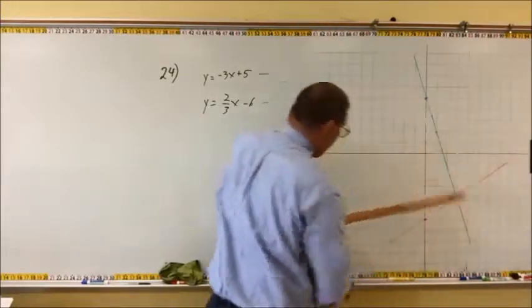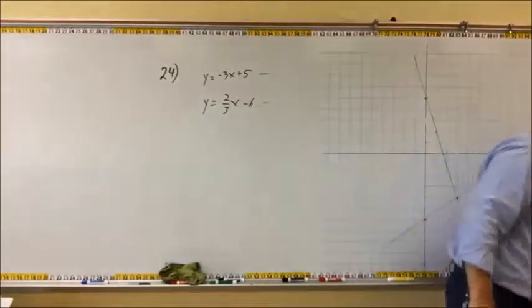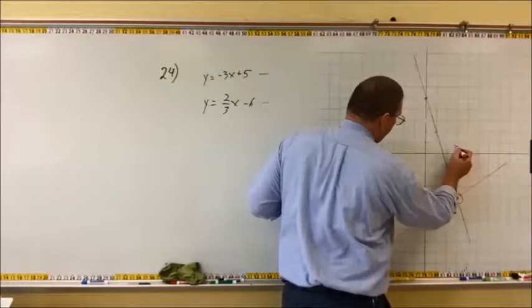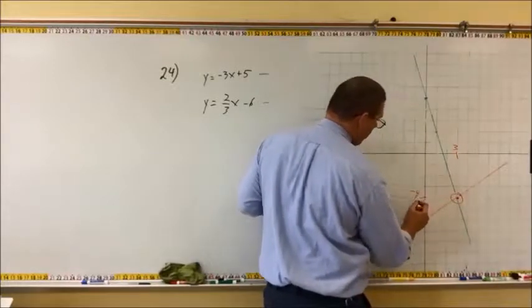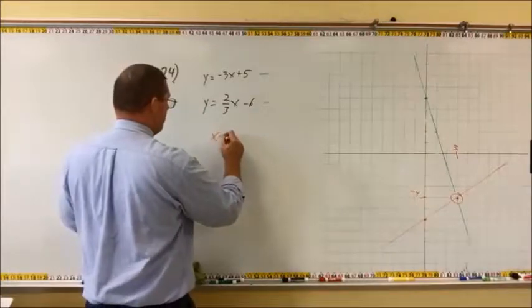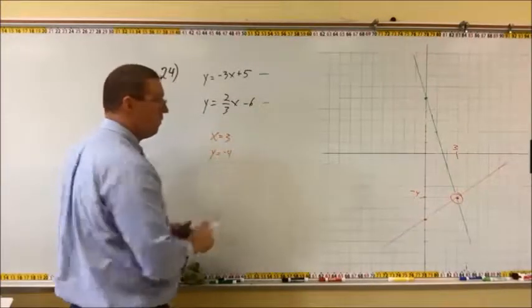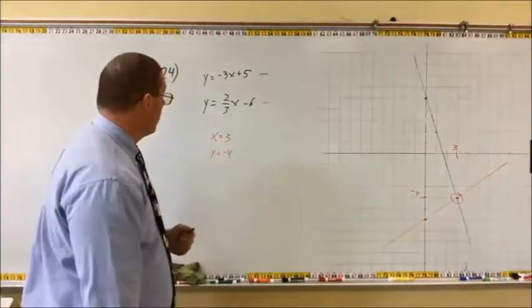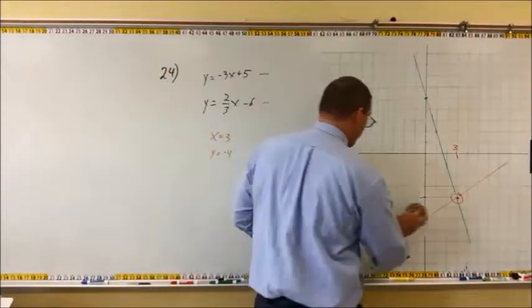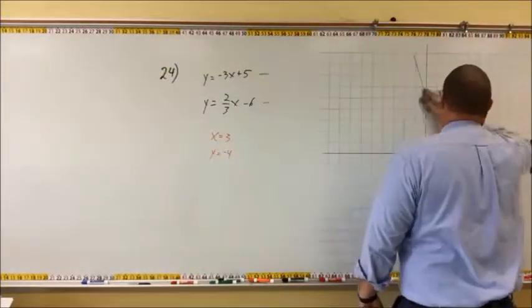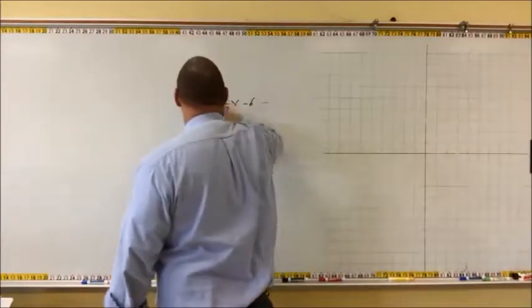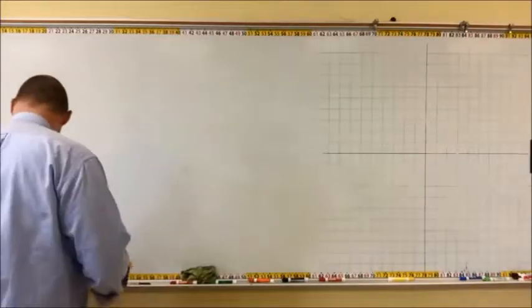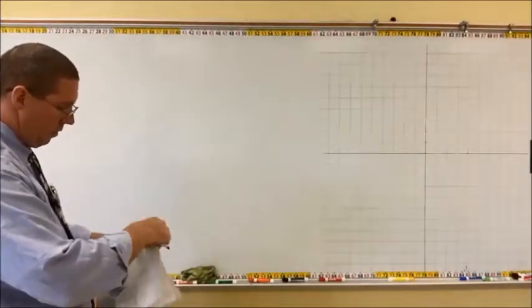There we go. And now we just have to look to see where the two lines cross over. Well, they cross over at this point right here. That's x equals 3, y equals -4. And so the correct answer is x equals 3, y equals -4. We just solved a system of equations by graphing two lines. All right, let's try question number 25. We've got a couple left here.